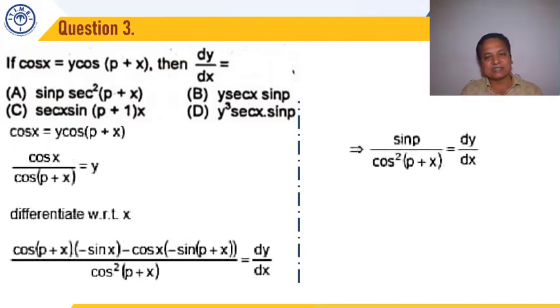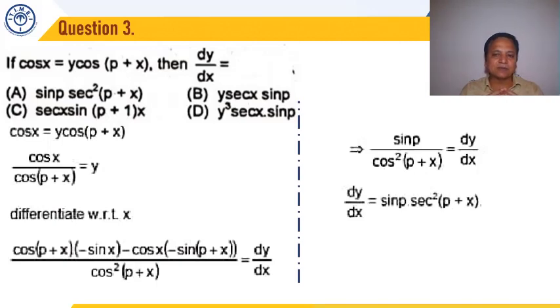Sin((p+x)−x) becomes sin p, and in the denominator we have cos square(p+x). If we take cos square(p+x) to the numerator, it becomes sec square(p+x). So dy by dx becomes sin p multiplied by sec square(p+x), and sec square(p+x) is nothing but what is given in option A.